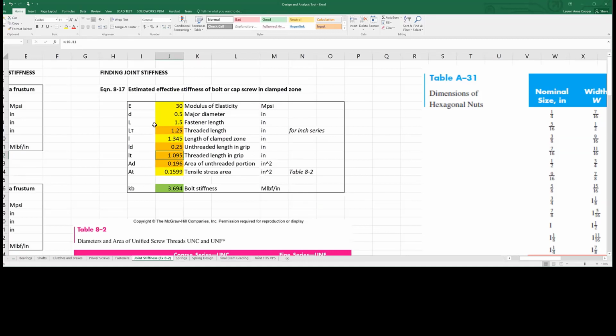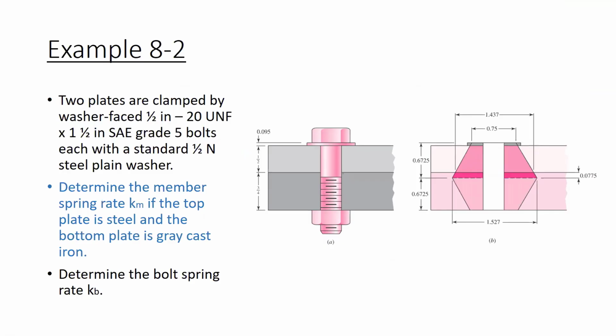All right, so that's a little painful, figuring out all the L's and the little L's and the D's and the T's. But we finally get to our bolt stiffness of 3.694 megapounds per inch. So really do take your time trying to go through and understand that example and use it to calibrate your analysis tool before moving on.